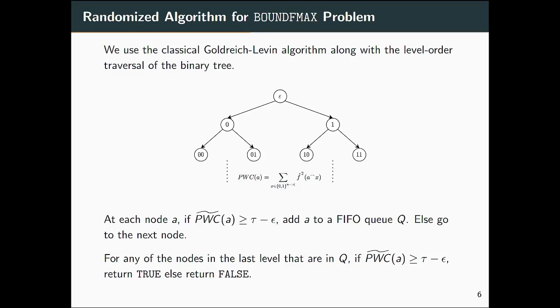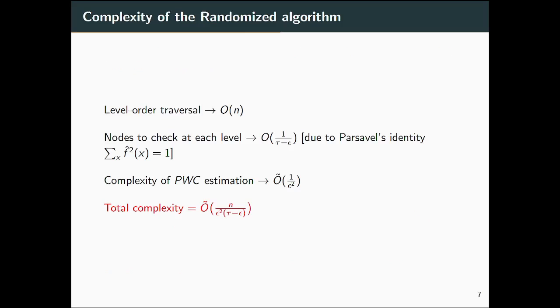For any of the nodes that are in the last level and are in the queue, if we find that the estimate is at least tau minus epsilon, we return true, else we return false. The complexity can be deduced as O tilde of n by epsilon squared times tau minus epsilon.